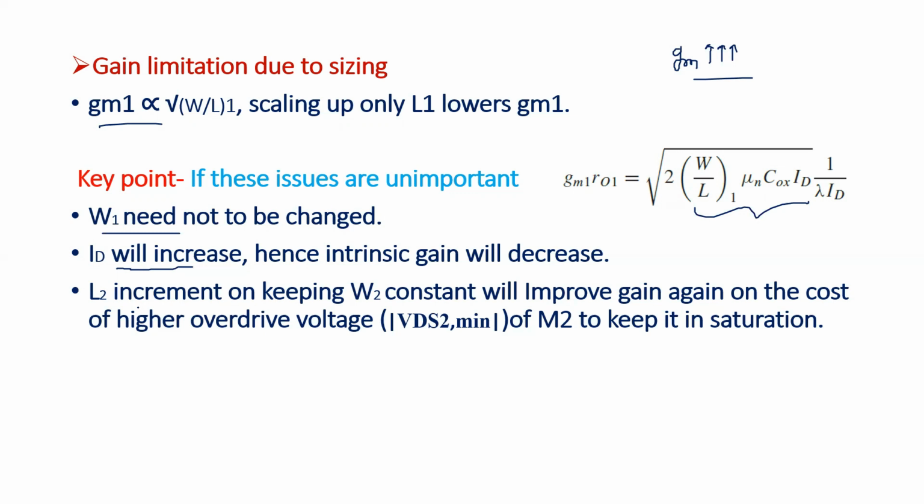But there is the problem of overdrive limitation of the second transistor, because ultimately we need to keep the second transistor in saturation. And if this overdrive is higher, the overdrive voltage of transistor M2, we are again limiting the swings of the transistor. So technically, first analyze this point, and by varying L1 and L2, you can see how the swing and overdrive voltage are affecting the transistor's operation.